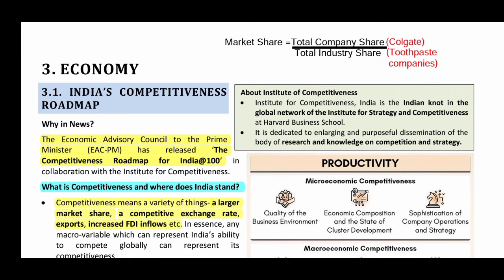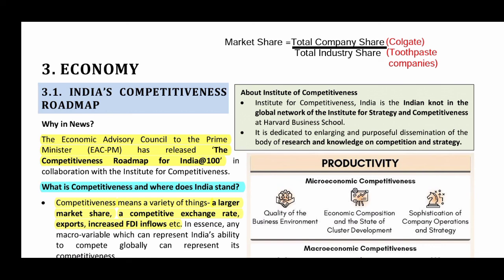So it is an independent body and it is only an advisory body. It means it can only give advice on economic issues to the Government of India. It is not binding on the Government of India. It is only an advisory body.